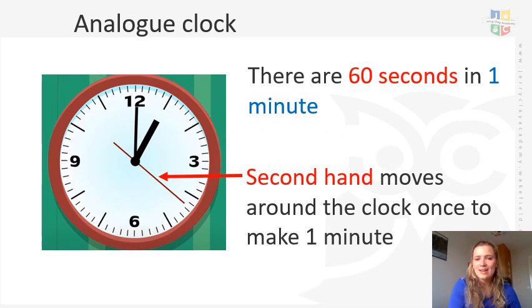So seconds, there are 60 seconds in 1 minute. So the second hand moves around the clock once to make 1 minute. If it starts at the 12, it will count every single second all the way back to the 12. And I know that there are 60 minutes in an hour and there are also 60 seconds in a minute. So it will move 60 times around the clock until it gets back to the 12, and this will be 1 minute.